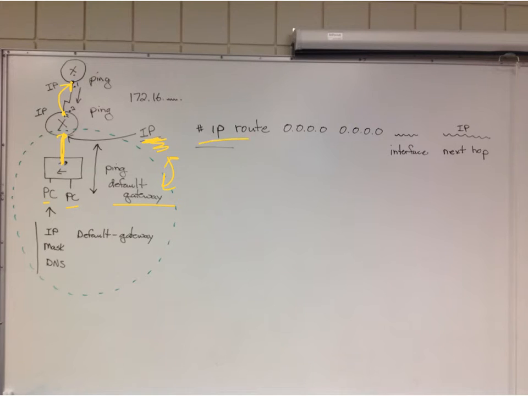The way you do that, IP route, quad zeros, this is the interface you're pointing at. So the interface on your router, which was a serial interface, should have been 00 or 000 or whatever. You have to look. And then the next hop, which is the IP address of the router up here, the next hop router.